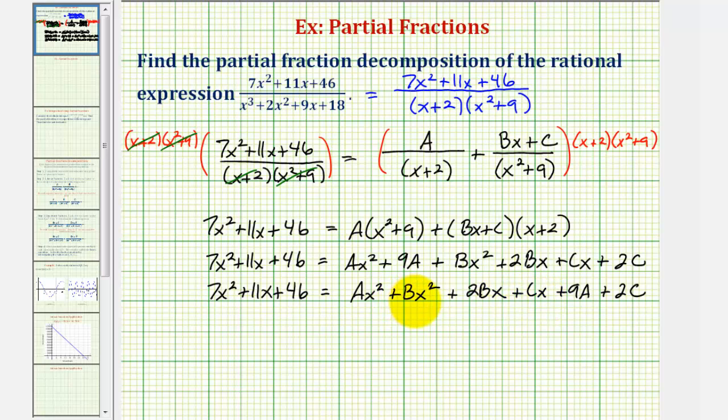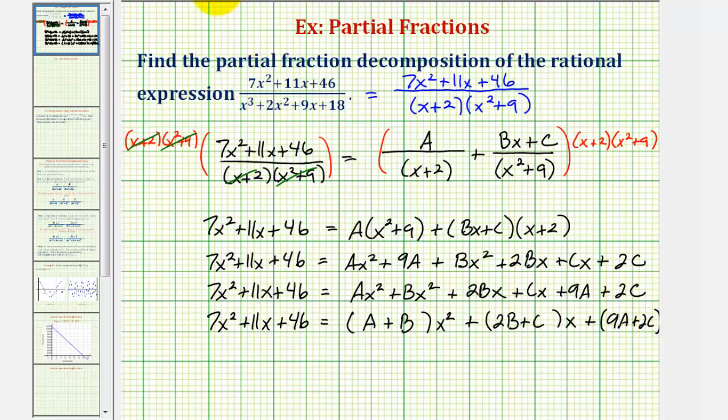Now let's factor the x squared out of these 2 terms, the x out of these 2 terms, and then we'll just group the constants together. So let's go ahead and put the x squared factor on the right. So we'd have the quantity a plus b times x squared plus, let's go ahead and factor out the x and put the factor of x on the right. So we would have 2b plus c, and then we just have plus the quantity 9a plus 2c.